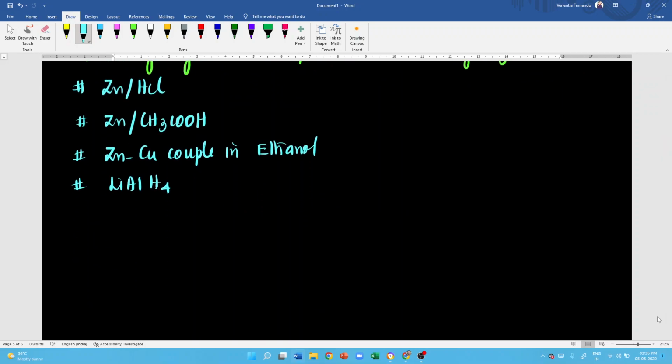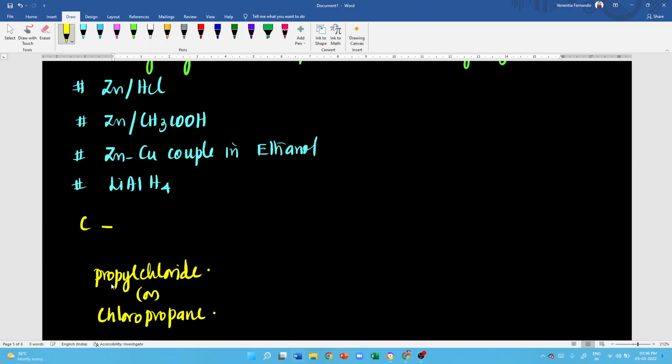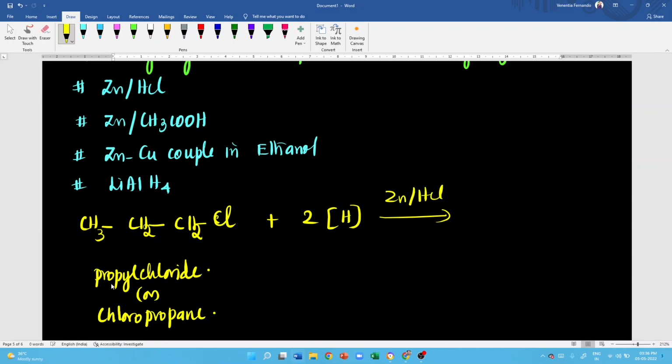So let me take an alkyl halide, ethyl, or let me take propyl chloride. So the IUPAC name will be chloropropane. Propane means how many carbons? Three carbons, and there is a Cl group, chloride group. Now CH3, CH2, CH2Cl. To this I am going to add two nascent hydrogens. The nascent hydrogen is produced by zinc and HCl. So what happens is one of the hydrogens replaces the Cl.